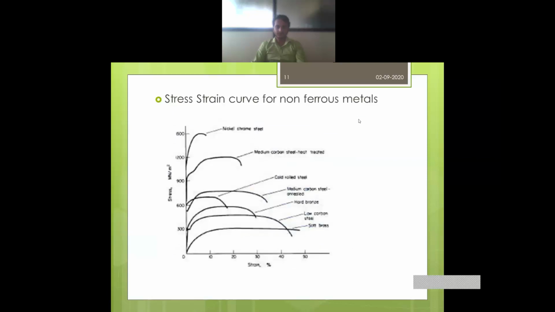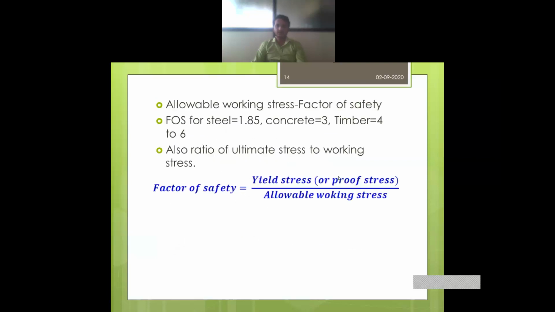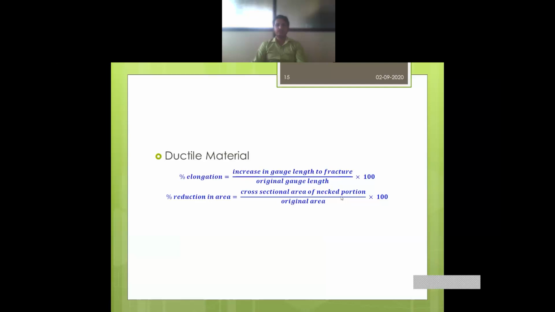I'm going back to that slide. Okay, this one. Cross-sectional area of neck portion divided by original area into 100 will give you percentage reduction in area. So this is the calculation we have to make for ductile material, to calculate the ductility of a material. Ductility of a material, what do you have to do? Percentage elongation and percentage reduction in area we have to calculate. So this is about ductile material.